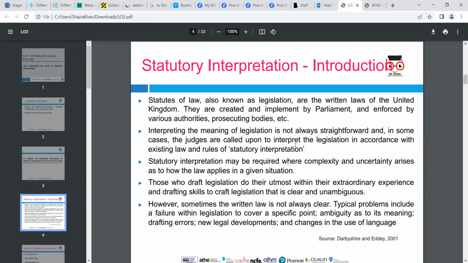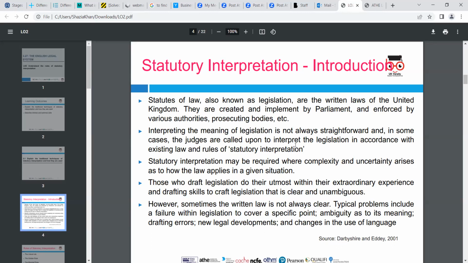So interpreting the meaning of legislation is not always straightforward, and in some cases the judges are called upon to interpret legislation in accordance with existing law and the rules of statutory interpretation. Statutory interpretation may be required where complexity and uncertainty arise as to how the law applies in any given situation. Those who draft legislation do their utmost, within their extraordinary experience and drafting skills, to craft legislation that is clear and unambiguous. However, sometimes the written law is not always clear.